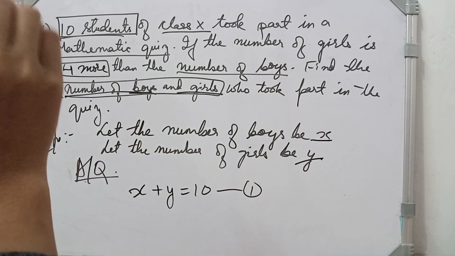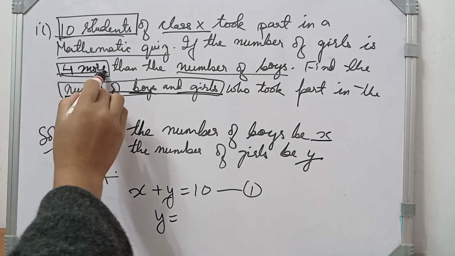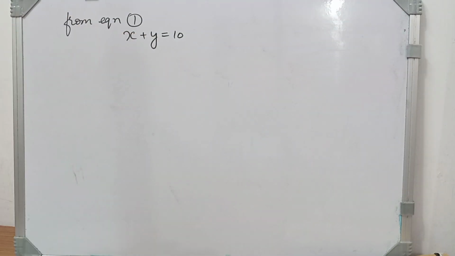If the number of girls is 4 more than the number of boys, I get equation 2. Equation 1 is x plus y is equal to 10.